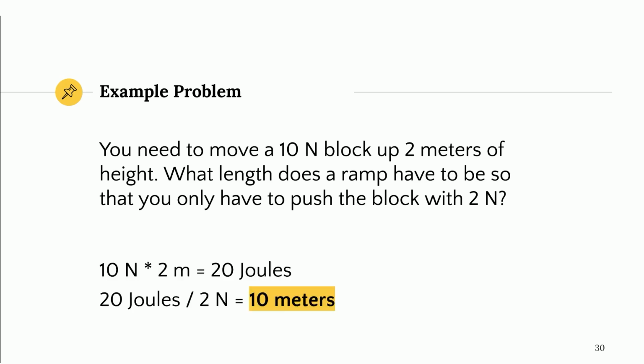So here we see this is a slightly more complicated question, still relatively easy, but it requires 2 steps. First we realize that 10 newtons times 2 meters is 20 joules, so we need a total of 20 joules of work to move this block up 2 meters. Now if we want to only use 2 newtons of force to do the same amount of work, we have to divide the work done, which is 20 joules, by 2 newtons. That way we get the distance required, 10 meters.